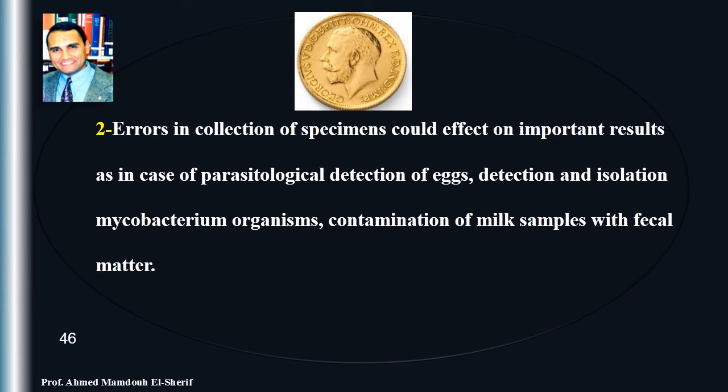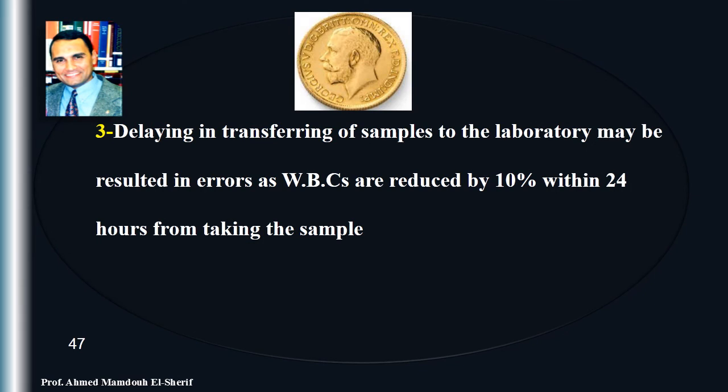The second golden point: errors in collection of specimens could affect important results, as in the case of parasitological detection of eggs, detection and isolation of mycobacterium organisms, and contamination of milk samples with fecal matter. The third golden point: delay in transferring samples to the laboratory may result in error, as WBCs are reduced by 10% within 24 hours from taking of the sample.